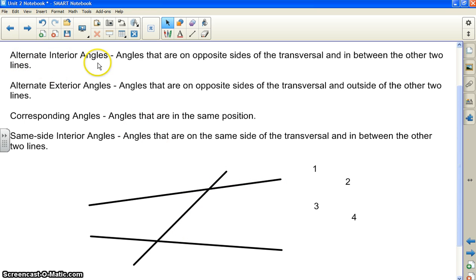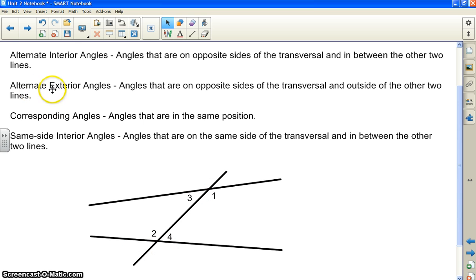All right, so alternate interior angles. Those are angles that are on opposite sides of the transversal. So here is the transversal, this line right here that I'm hovering over. And they're in between the other two lines. So an example of alternate interior angles would be like angle 1 and 2. I can also do the same thing here with 3 and 4. Those would be a pair of alternate interior angles. So 1 and 2, 3 and 4 alternate interior.